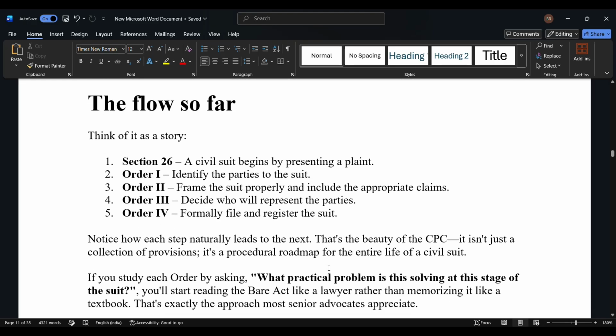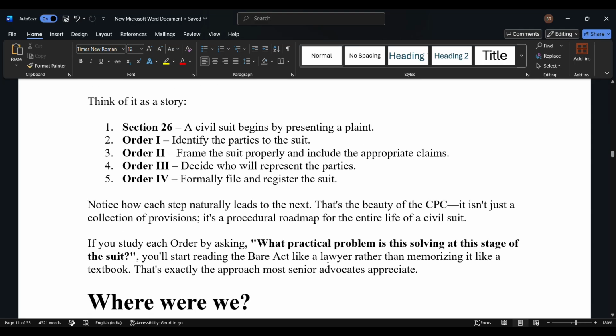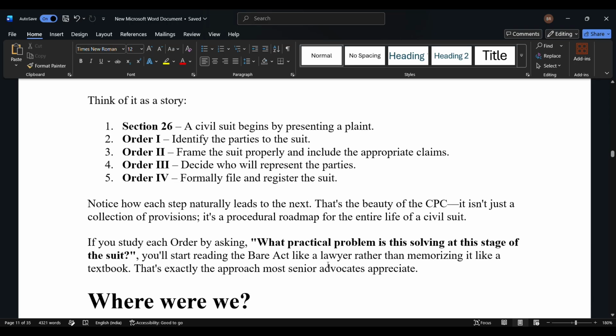The flow so far. Think of it as a story. Section 26. A civil suit begins by presenting a plaint. Order 1. Identify the parties to the suit. Order 2. Frame the suit properly and include the appropriate claims. Order 3. Decide who will represent the parties. Order 4. Formally file and register the suit. Notice how each step naturally leads to the next.